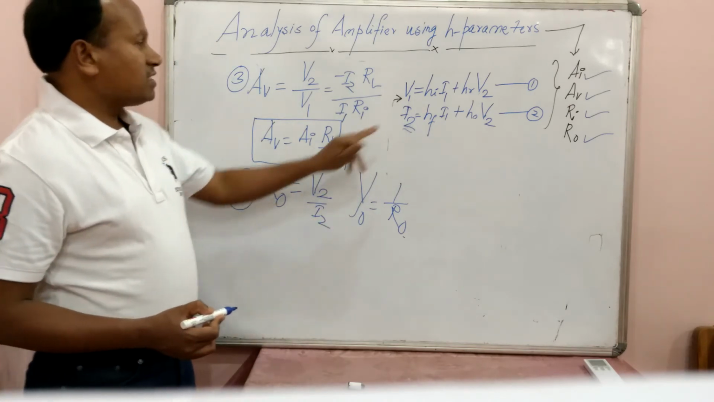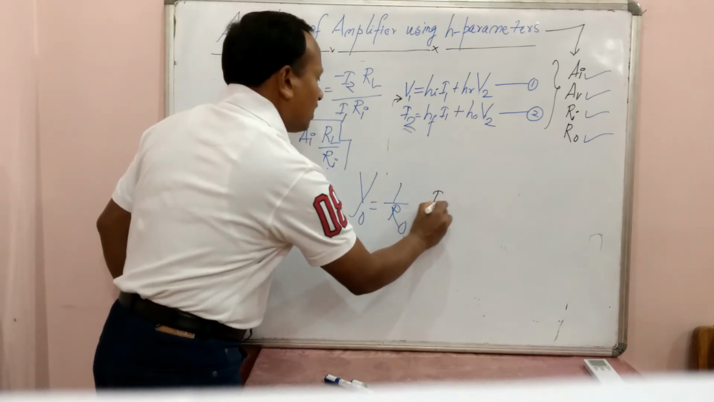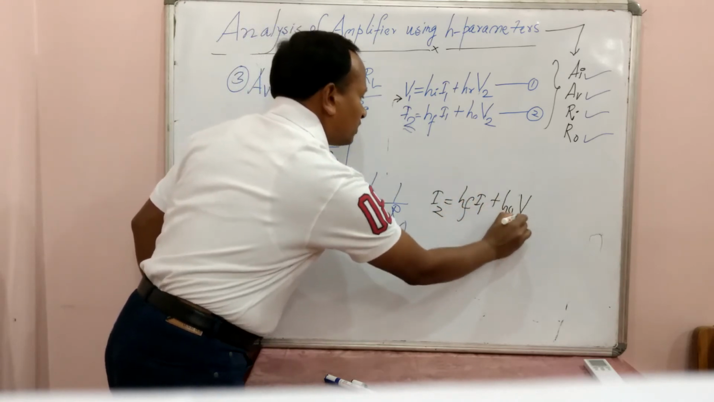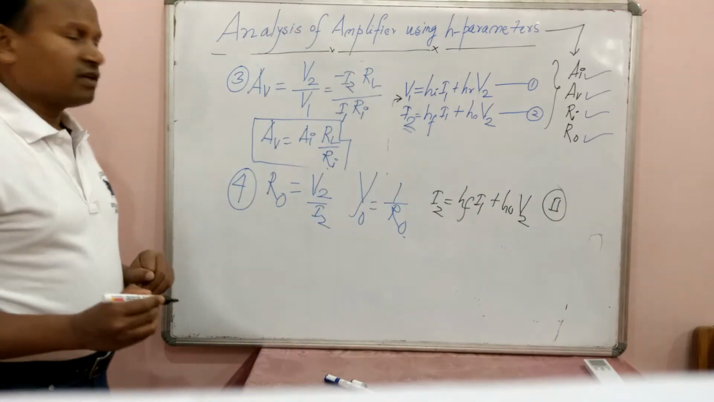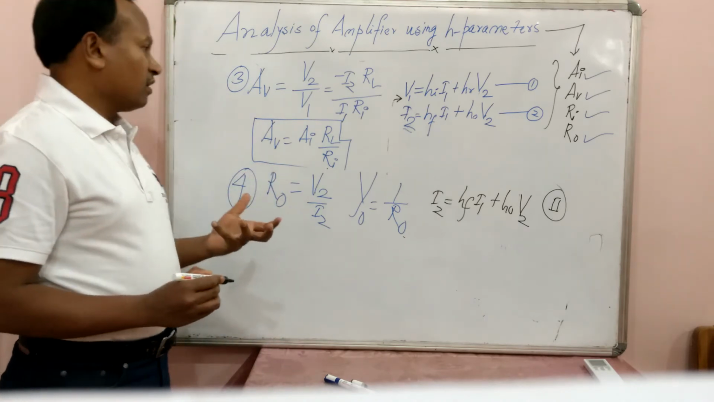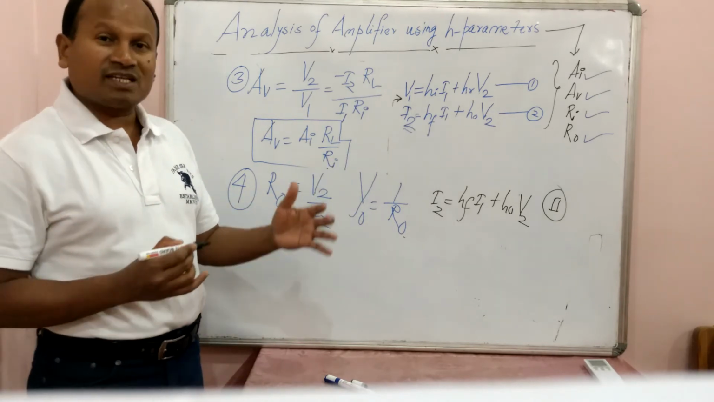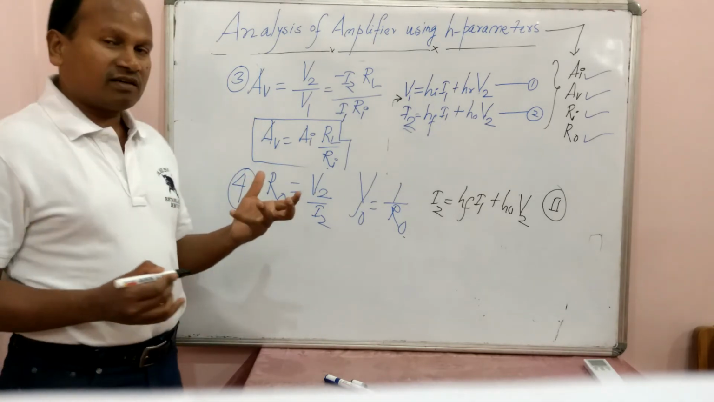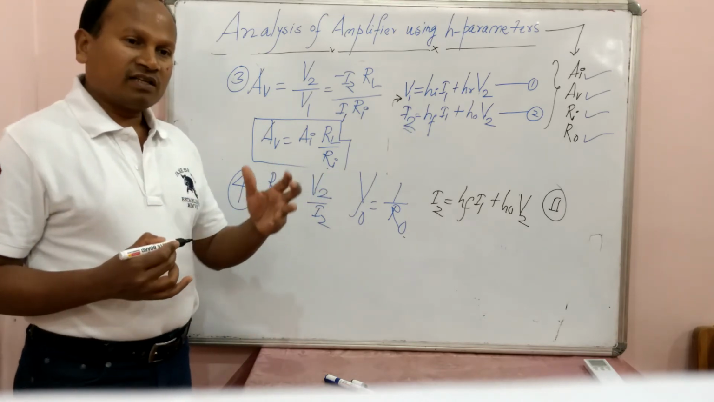How can we get it? See the second equation. Second equation is I2 is equal to HF I1 plus HO V2. What other information do you have? As I told you, whenever we are interested to determine the output resistance, that is determined in the similar manner we determine the Thevenin resistance. And in determining Thevenin resistance, you must know that all the current and voltage sources present in the network are replaced by their ideal properties.